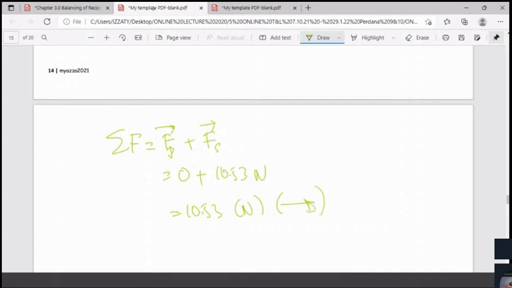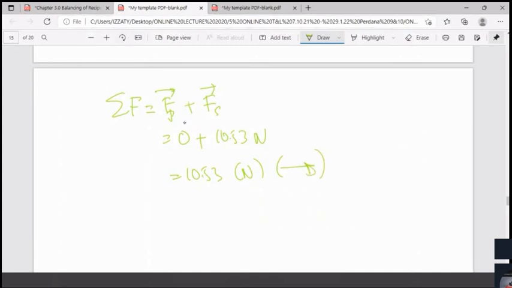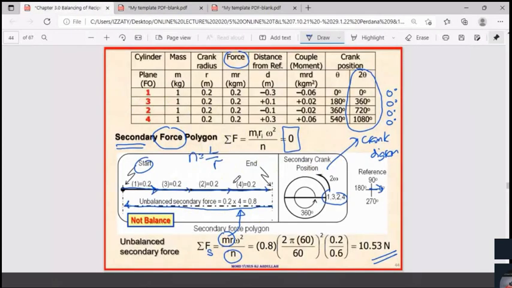And you have another one, remember? This one is summation of moment, equal to moment primary plus couple primary and secondary. And we're going to look at this one a bit.